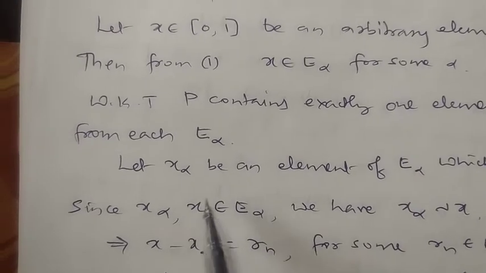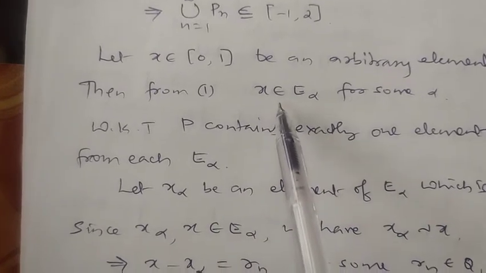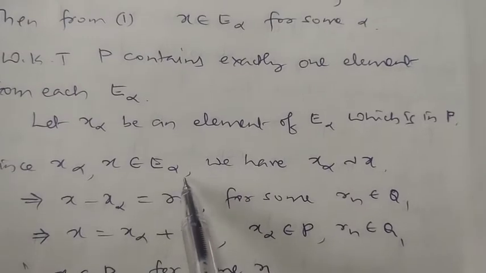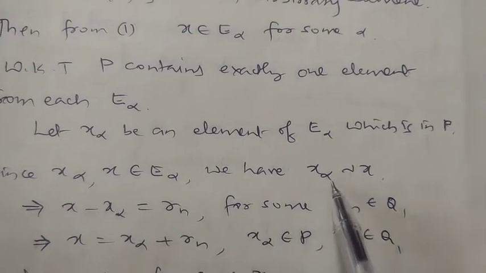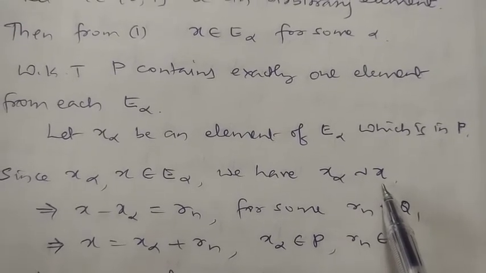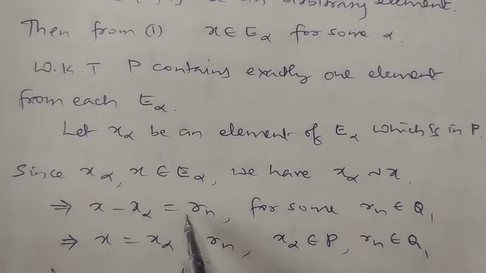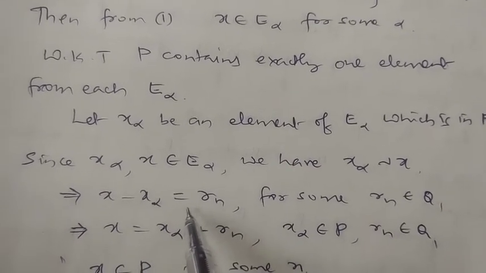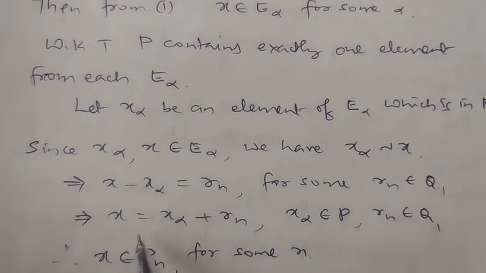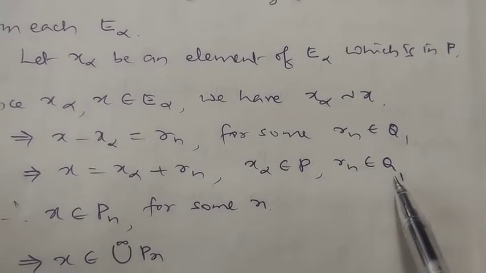Since x alpha is an element of E alpha and, by this assumption, x also belongs to E alpha, we have x alpha comma x belongs to E alpha, meaning they are in the same equivalence class, meaning they are related. x alpha is related to x. Now x alpha is related to x means what? By definition, x minus x alpha belongs to Q, which means x minus x alpha is equal to Rn for some Rn belongs to Q1. This implies x is equal to x alpha plus Rn, where x alpha belongs to P and Rn belongs to Q1.